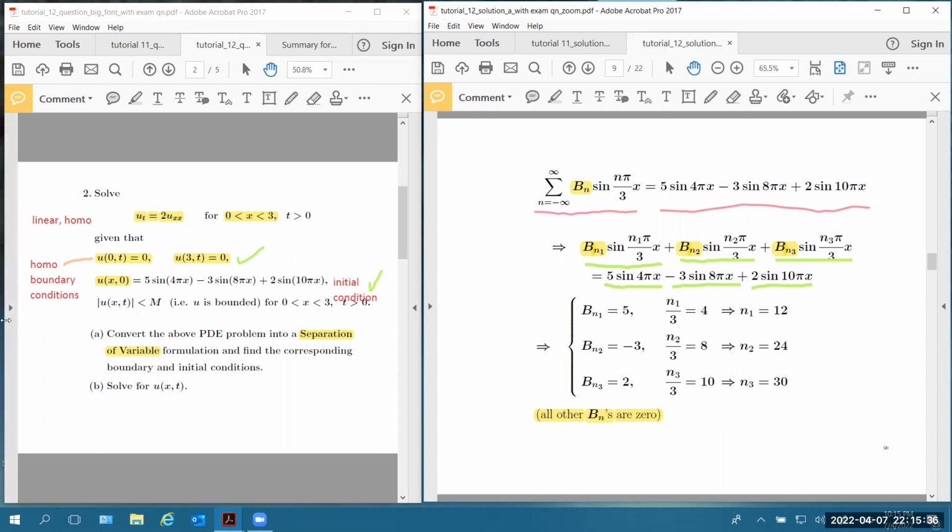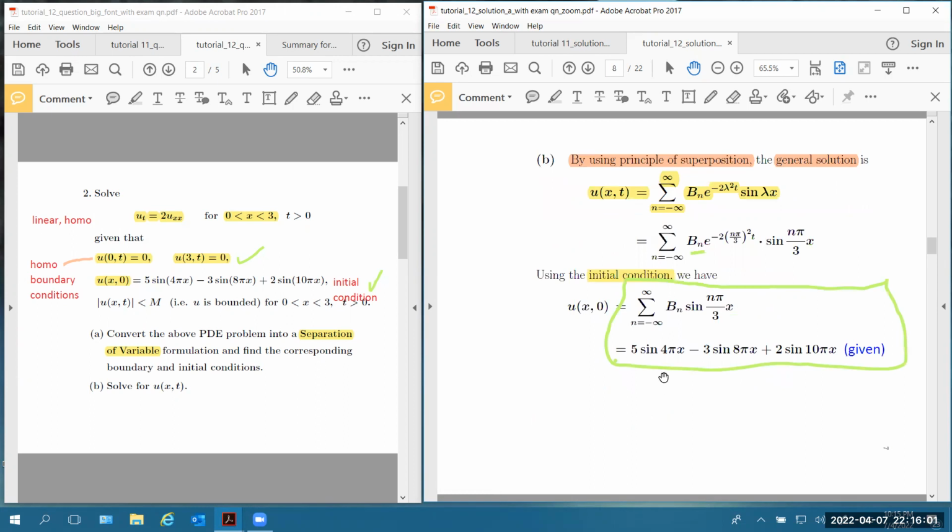Okay, no questions. So have we found all the Bn's already? Hey, class, have we found all the Bn's? Yes, we actually found all the Bn's already. All right, because you know that B12 is like that. This one is B24. This is B30. And all other Bn's are 0. So that means just now the general solution, all these Bn's are now found.